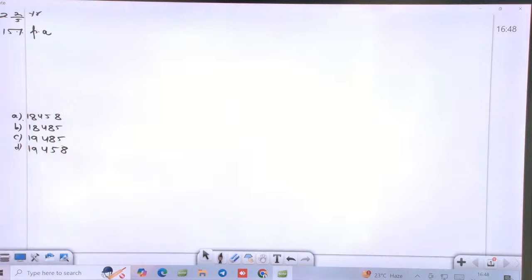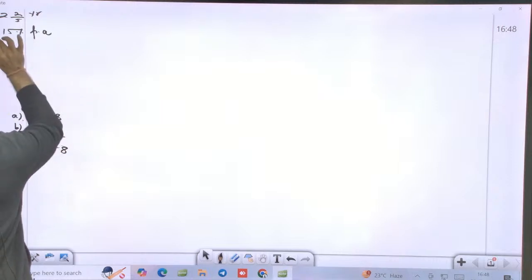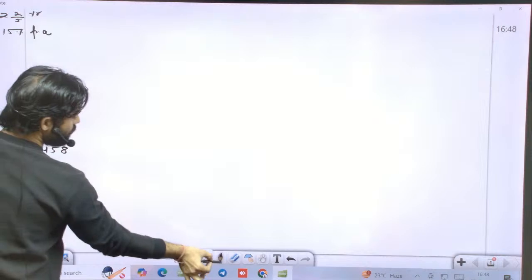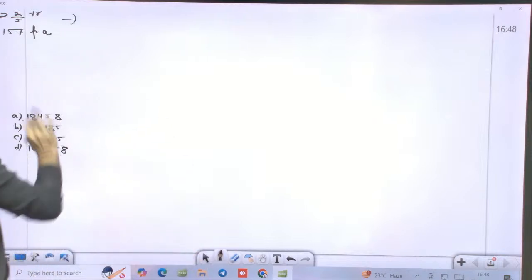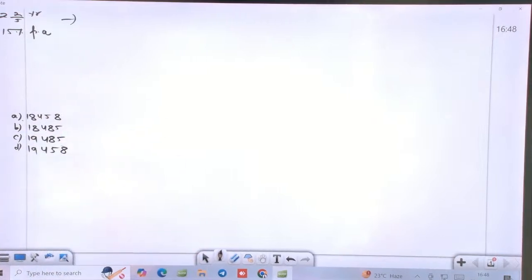Okay, first of all, let's look at this: 2 is to 2 by 5. So the time is 2 is to 2 by 5. So how many complete years do we have? 2 years. And in the third one, we have the fraction. That fraction is 2 by 5. So 2 by 5 of that year. It means 2 by 5 of the third year. Okay.